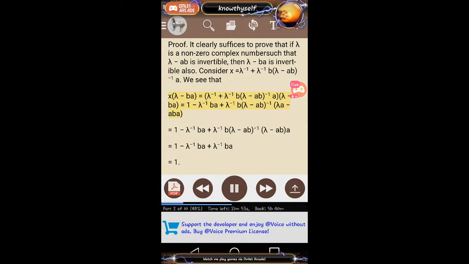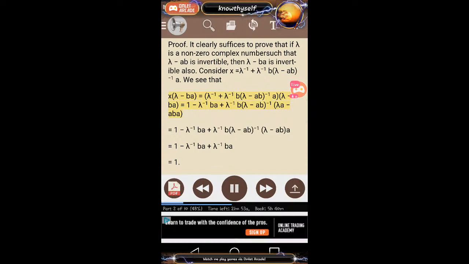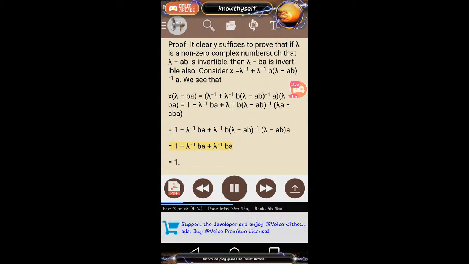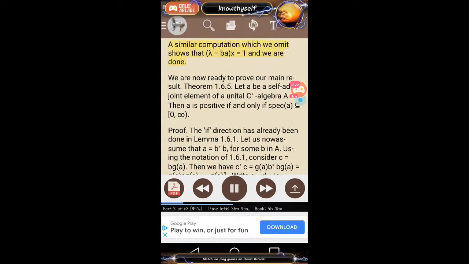We see that x(lambda − BA) equals (lambda^-1 + lambda^-1 B(lambda − AB)^-1 A)(lambda − BA), which equals 1 − lambda^-1 BA + lambda^-1 B(lambda − AB)^-1 (lambda A − ABA), which equals 1 − lambda^-1 BA + lambda^-1 B(lambda − AB)^-1 (lambda − AB)A, which equals 1 − lambda^-1 BA + lambda^-1 BA, which equals 1. A similar computation which we omit shows that (lambda − BA)x equals 1 and we are done.